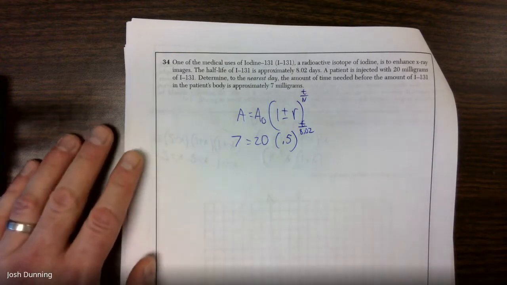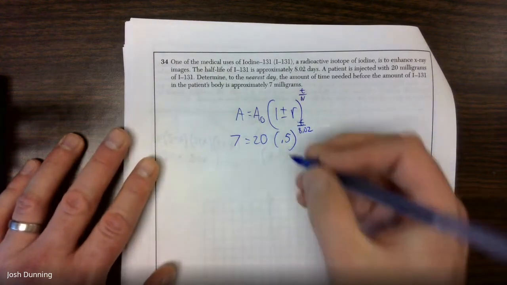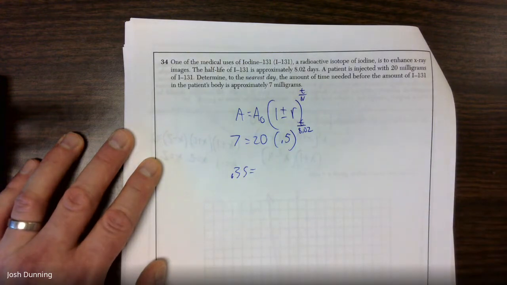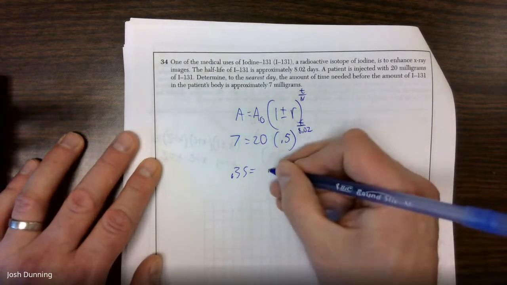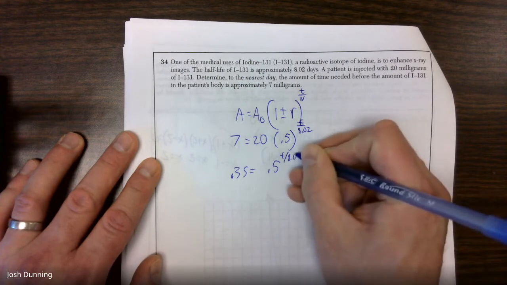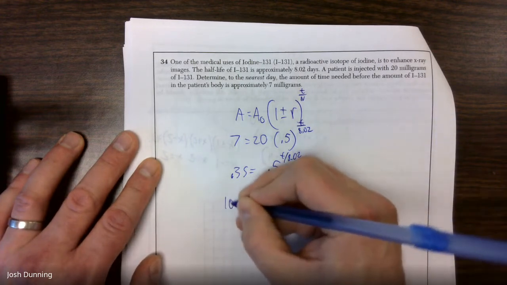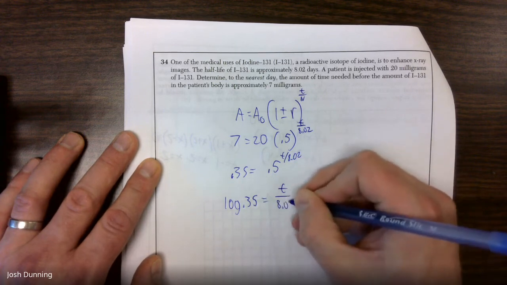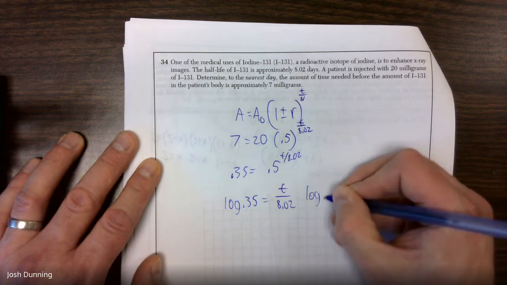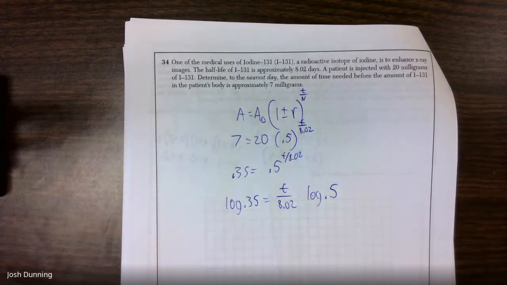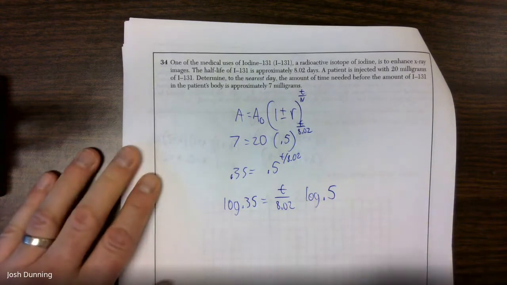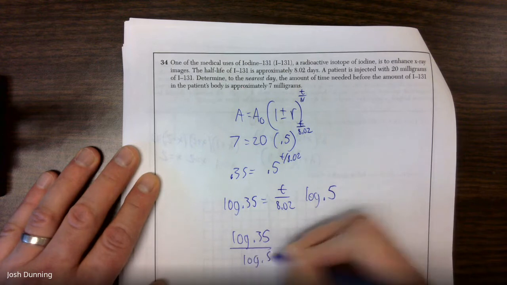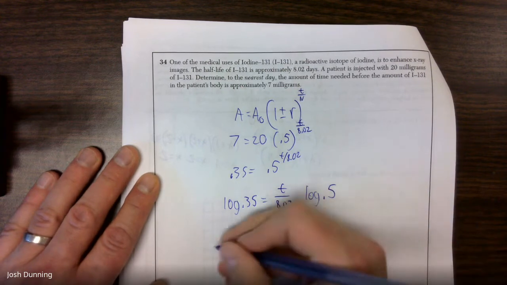All right, we've got to solve for our base. So I'm going to divide by 20. That gives you 0.35. And then, again, take the log of both sides. That pops that exponent out. You could use any log you want. Might as well use the LOG one. The LN, though, would work fine. So I'm going to divide by the log of 0.5 and multiply by that 8.02.